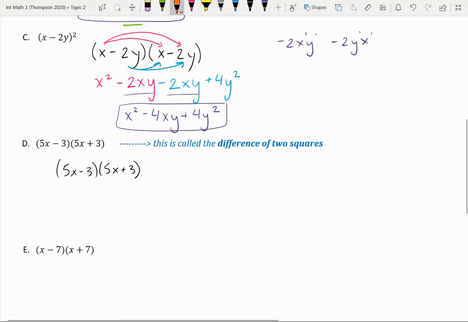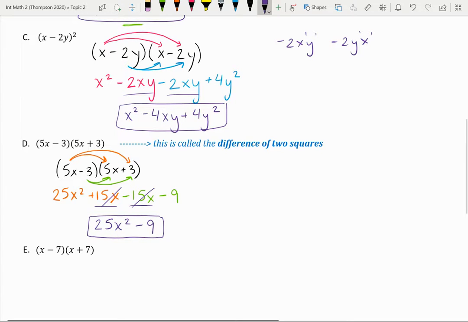Okay. And I multiply out just like we've been doing. So 5x times 5x is 25x squared. 5x times 3 is 15x. Negative 3 times 5x is minus 15x. Negative 3 times positive 3 is a negative 9. So I go to combine like terms. Plus 15x minus 15x, they cancel. They completely go away. They are opposites. So I'm only left with 25x squared minus 9.